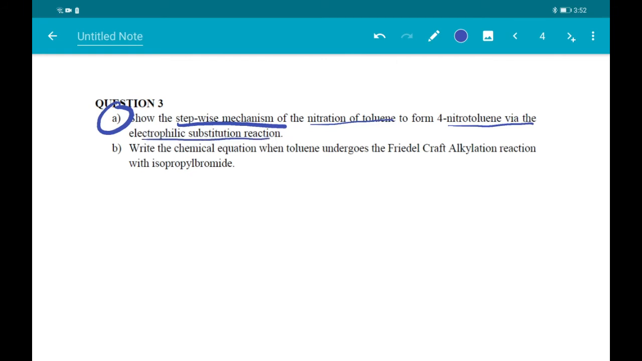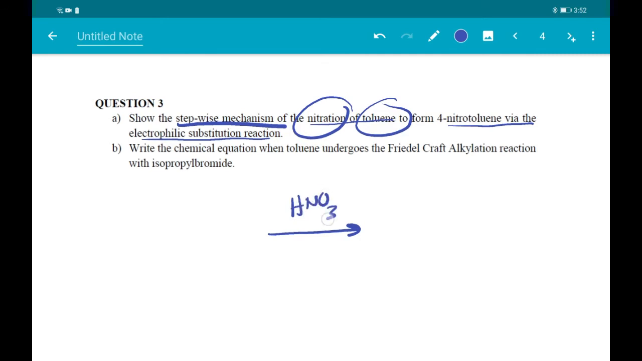So what we need to do is, first and foremost, we need to come up with the general equation. We read back again the question. Show the stepwise mechanism of the nitration of toluene. As you can see here, the process of nitration, we already knew that it comprises nitric acid catalyzed by sulfuric acid. But only this time, we are not dealing with unsaturated benzene. In this case, we're going to use toluene, which technically has CH3 attached to the benzene ring.